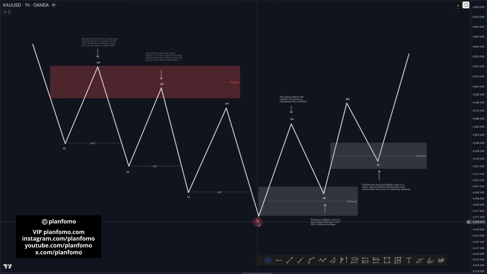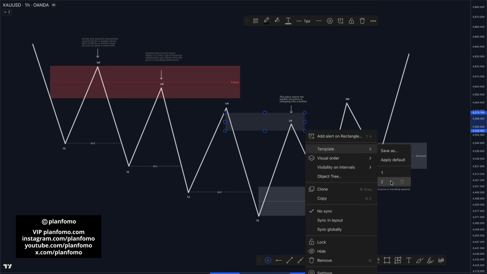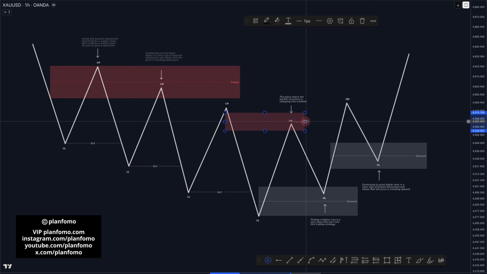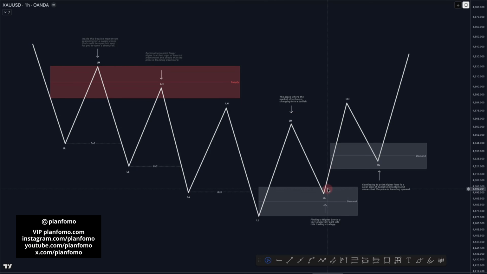After printing this low, a rally to the upside, nothing special happened here. We found another rejection here. So let's just imagine this is some kind of supply. All right, another rejection. Boom, into another low. But this is the freaking zone where the magic happens. This is where the magic happens.